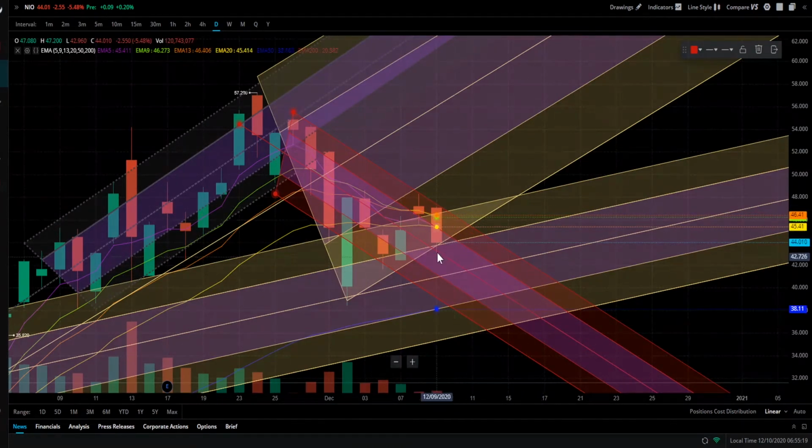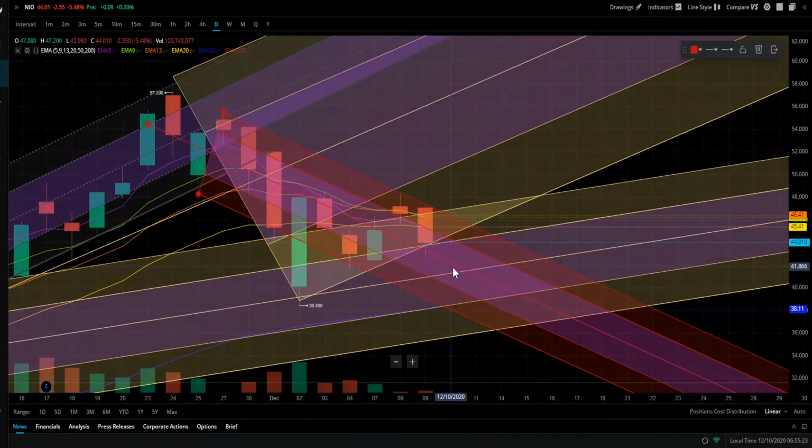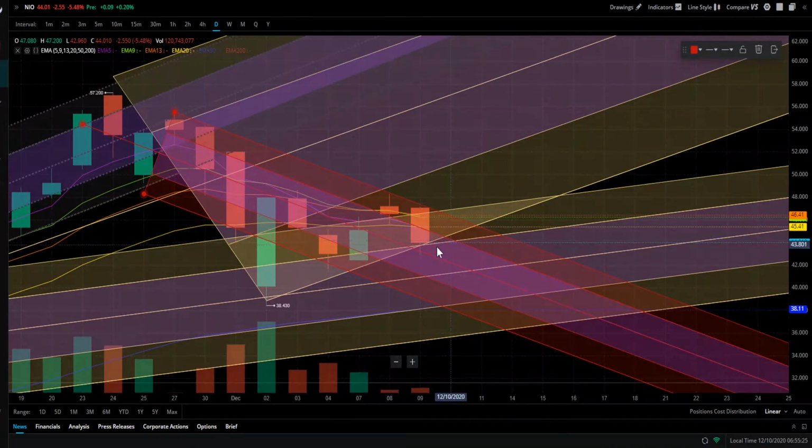So I'm seeing that we could drop further, and the way I'm seeing it is that since we bounced off the median line here, then we could be dropping further to that level, which is somewhere close to the median line of that channel here, and also the outer support of the downward channel. All right, so that's where I'm seeing this happening.